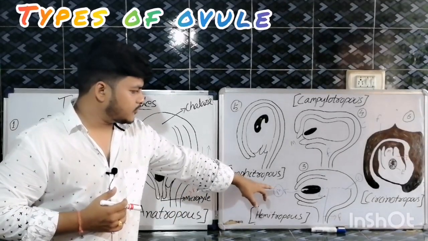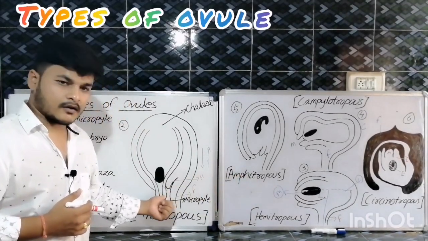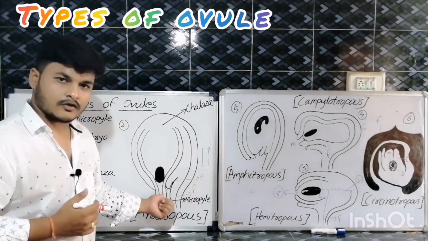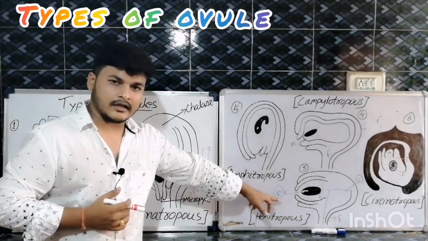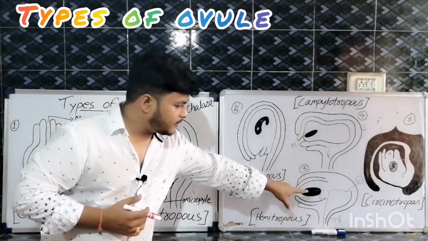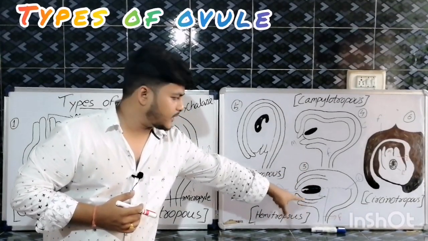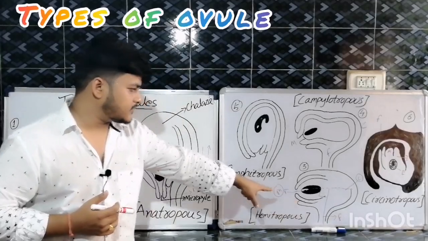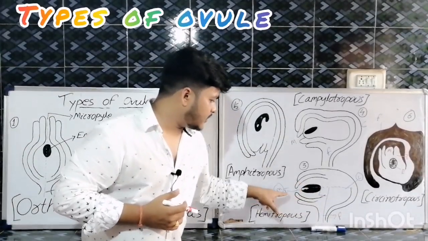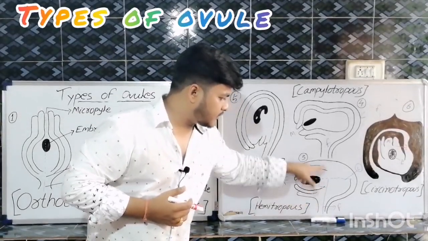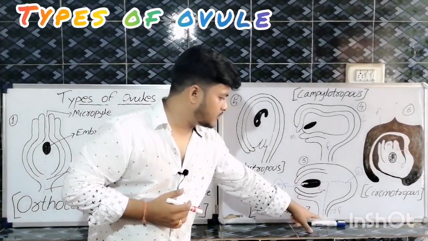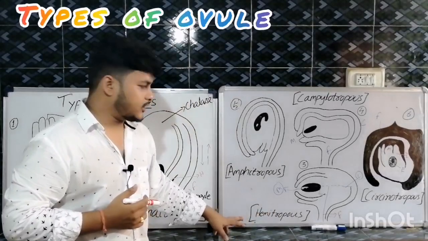Next, the hemitropous ovule. In the orthotropous ovule the angle is towards 180 degrees, but here the angle is 90 degrees. That means the body part is attached to the funicle part at a perpendicular angle. If you draw a line from the chalazal end to the micropylar end, it makes a 90 degree angle to the funicle part. This is the hemitropous ovule.